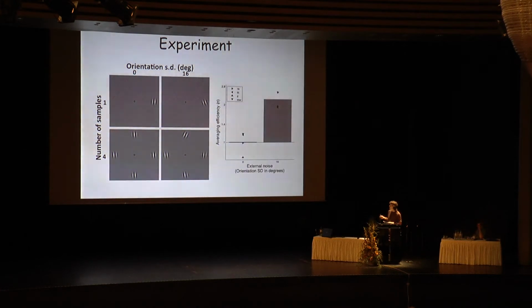And here's the result that we get. When there's high noise, when there's a lot of variance across the board, the observers were better than when there was only one Gabor. This is the averaging efficiency, meaning that they are better with four samples than with one. But when all Gabors have the same orientation, they have the same threshold whether they have one or four Gabors, shown here as an averaging efficiency ratio of one.